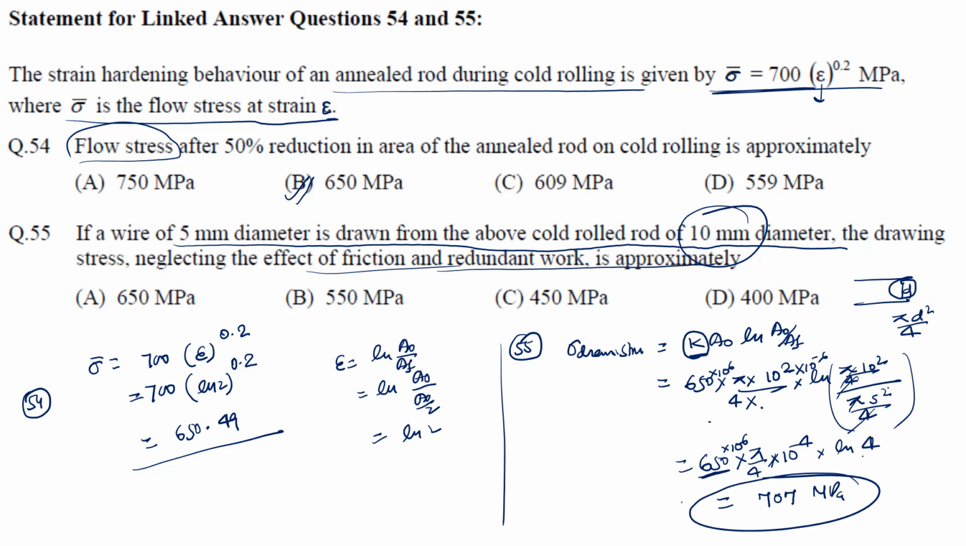So the drawing stress which is required during this drawing process is equal to 707 MPa, right? If you see, there is no answer which gives 707 MPa, right? So that's why I think the marks would have been given to all, right? So you can calculate like this.